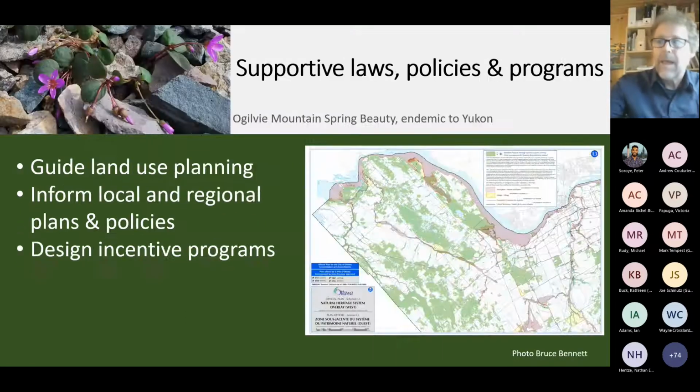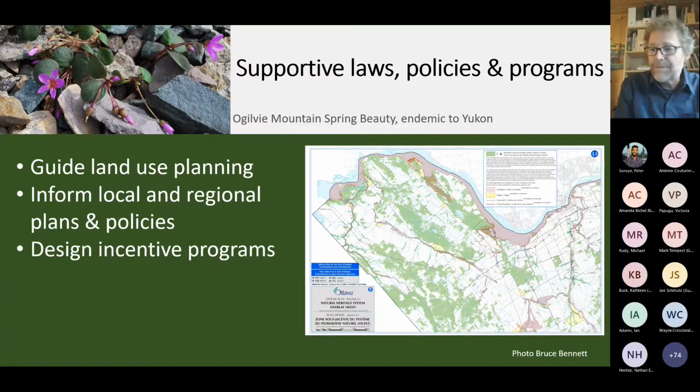KBAs are also important in terms of developing laws and policies. They can help governments at all levels in land use planning, land use policies, and zoning. The pedigree of a KBA with its rigorous standard and review can help local governments to better plan and defend natural heritage systems and green spaces in official plans.